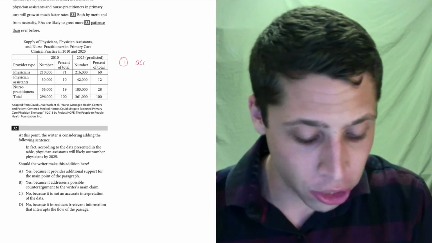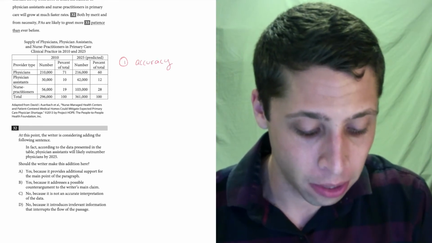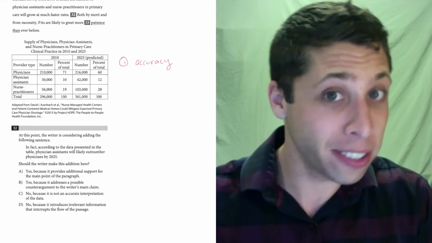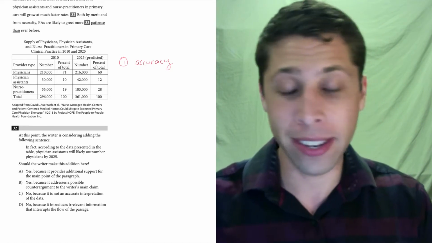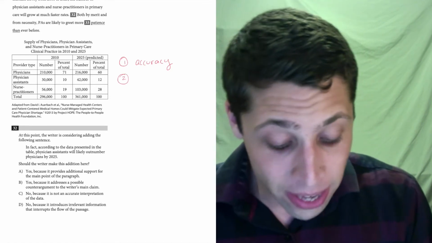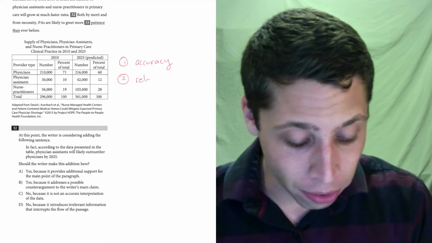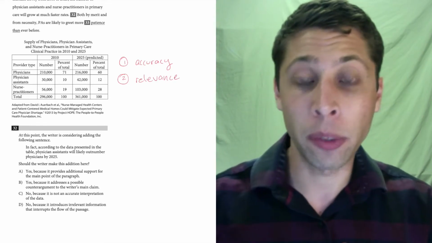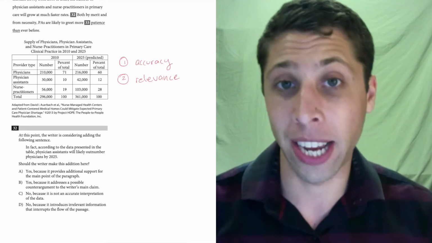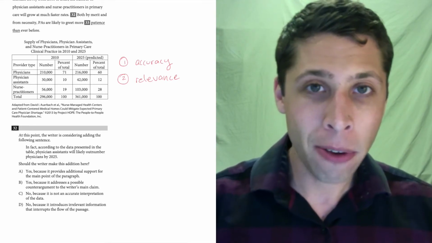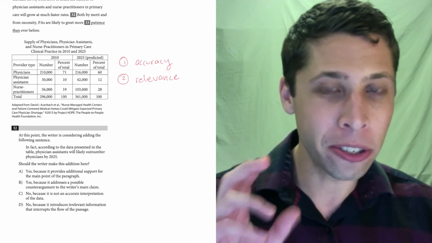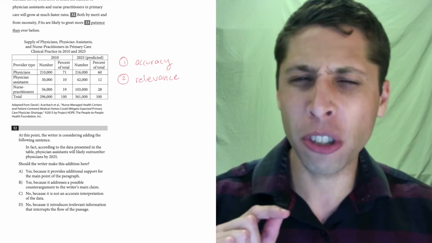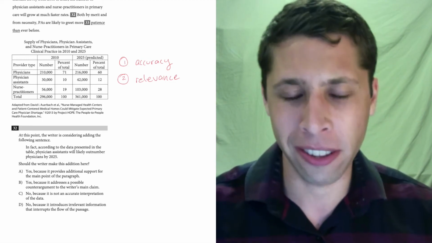First, we want to test for accuracy. Does the sentence or the idea match with the data in the graph? If it does, then we need to think about relevance. Does the information that they want to include relate to the rest of the ideas in the paragraph? Now, you really need to do this in this order because accuracy is so much easier to test than relevance.